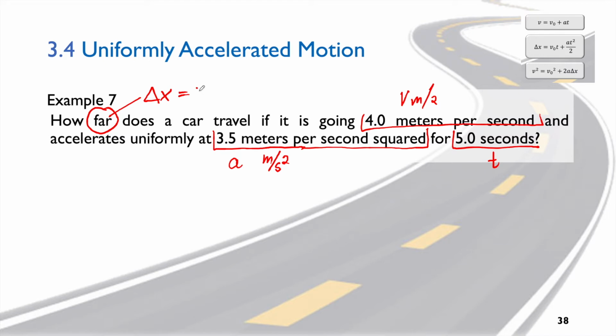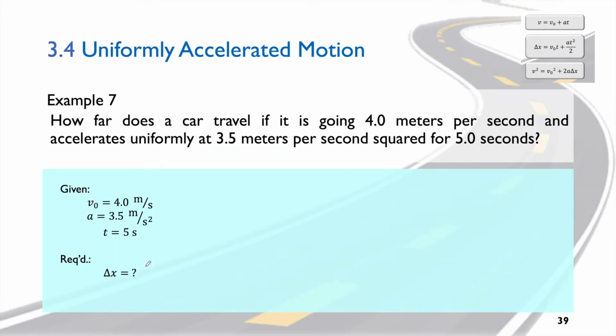Remember, the change in x, guys, is the final distance minus the initial distance. If it started with 0, therefore, x is just equal to the change in x. So we have this one. This is the required. So these are the given. Now we are required to look for this one. And that's not available in the first equation, so we're not going to use that.